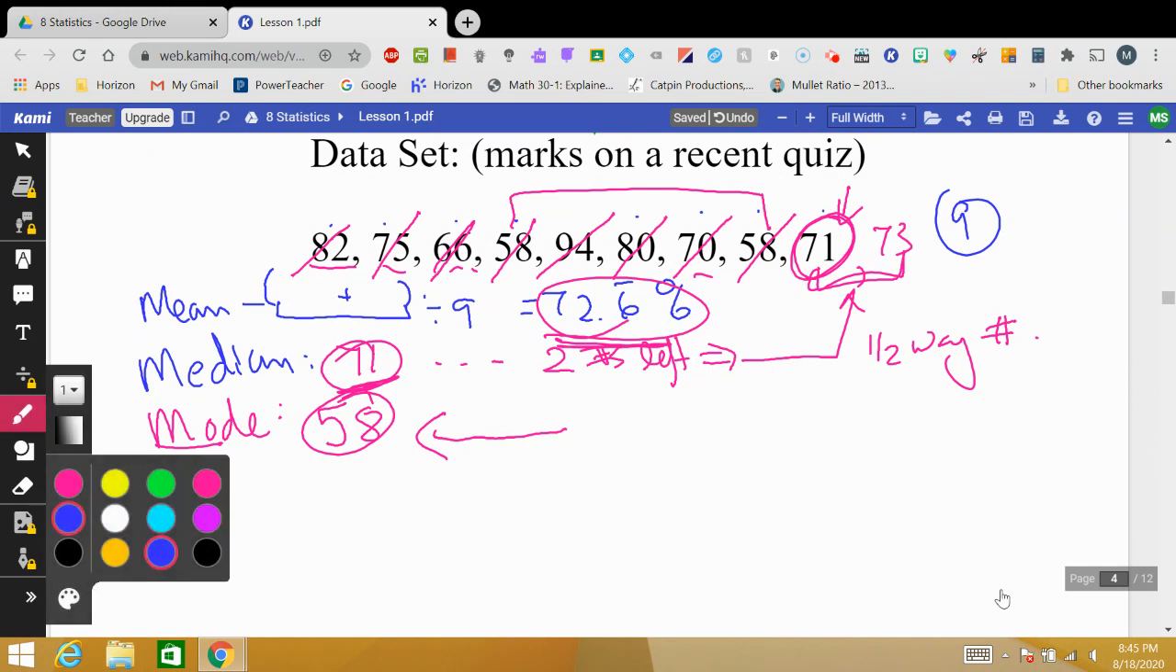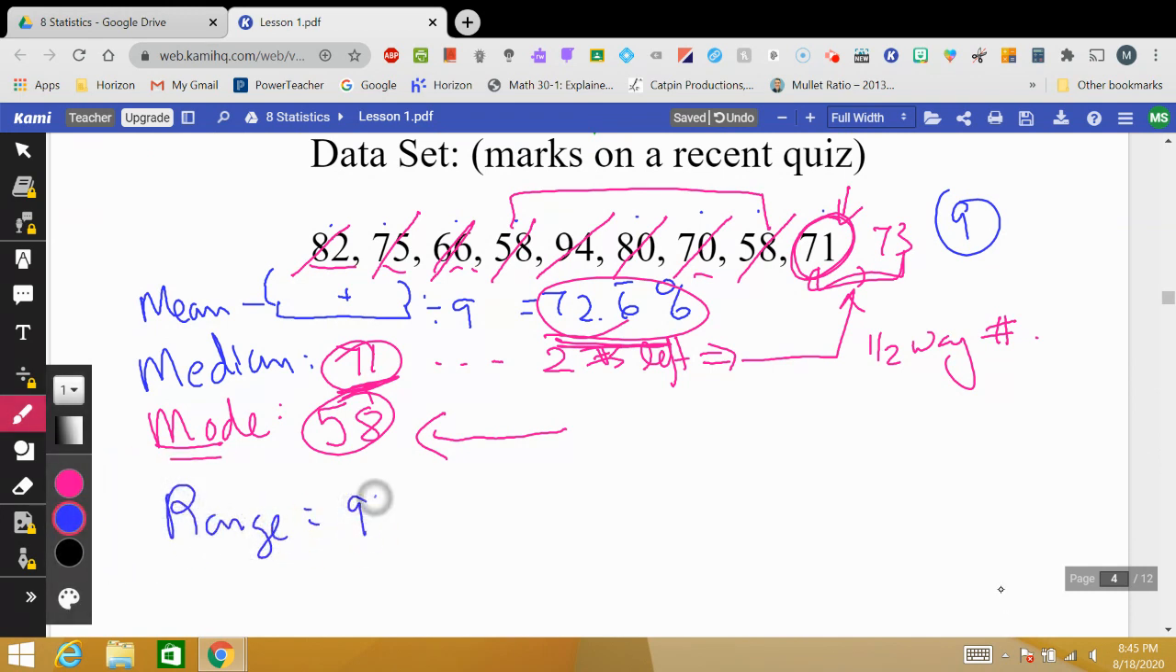So to me, the 70s are the better indicator for the average for that class. Now, for the range, we take the largest data value minus the smallest data value. And that gives me my range. So my range, I have a 36% spread between the highest and the lowest mark.